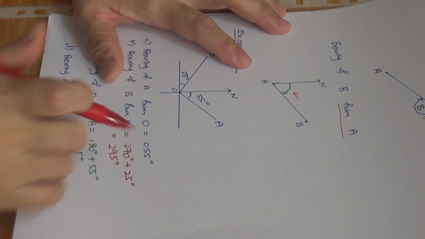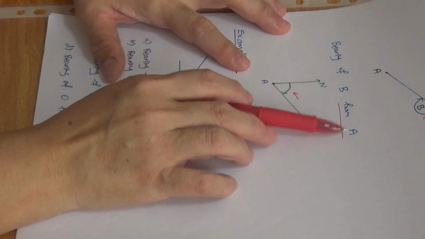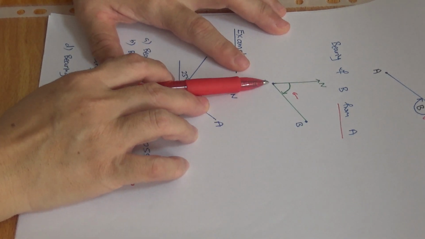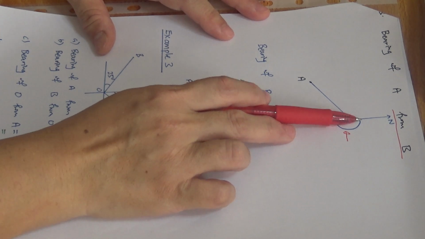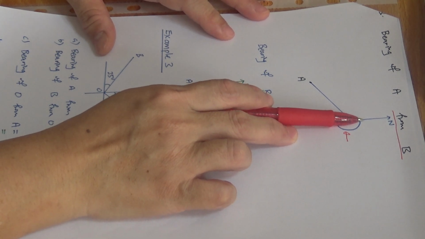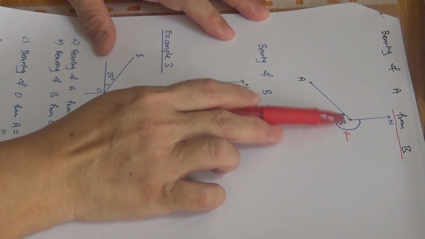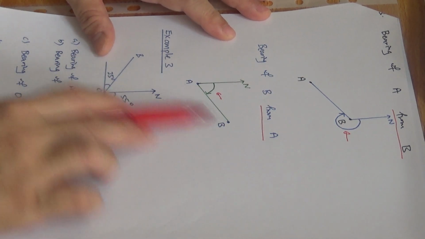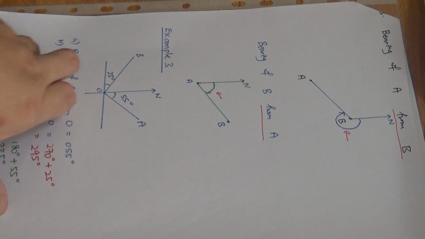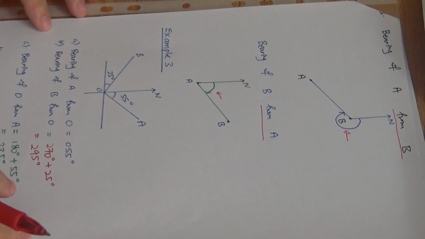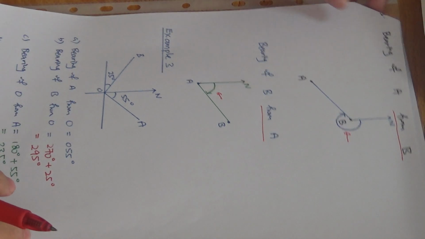Okay, so I repeat. When it's from A, the north line must be at A. When it is from B, the north line must be at B, and the angle must start from the north line all the way to the line where you connect your A and B. So this is how we find the bearing of a certain point from another point.